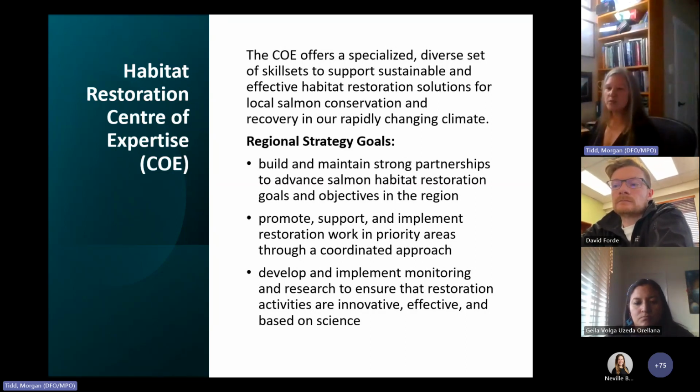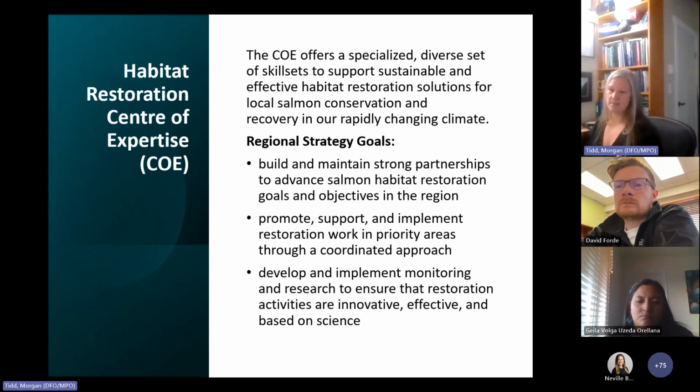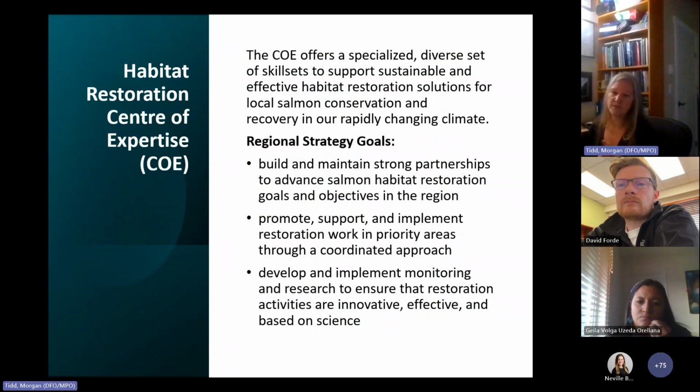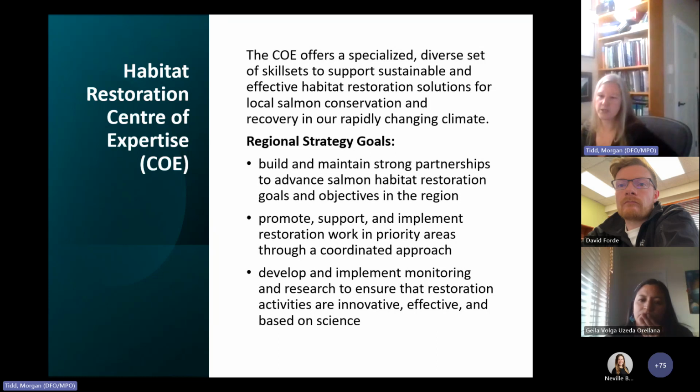And so the plan is really to take restoration into the future to maximize the benefits for salmon while reducing cost and time to advance on the ground projects, consistent implementation of projects, and improved information and knowledge sharing on restoration research, best practices and techniques, including the incorporation of Indigenous knowledge and cultural values.